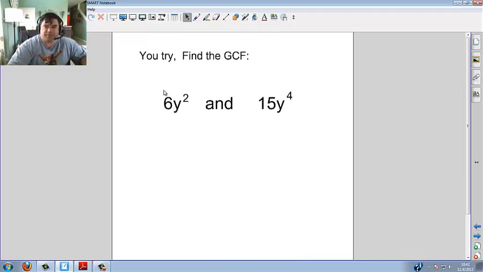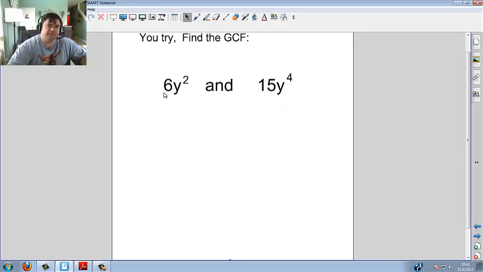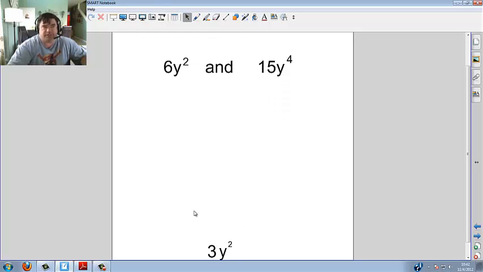You try, find the greatest common factor. Go ahead. Did you get this? Because when you broke it down, were you able to divide both by 3 and pull at least 2 y's out? Hope you did. Another quick break.